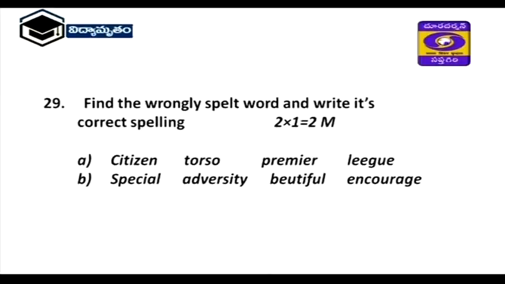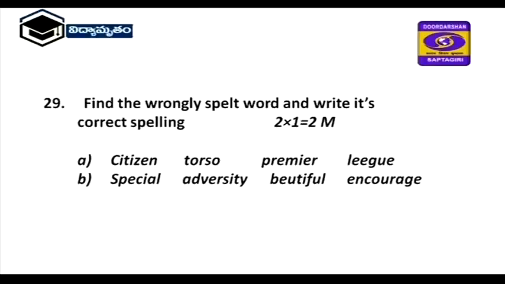Find the wrongly spelt word and write its correct spelling. Here again you are given 2 sets under A and B. Against A you are given 4 words, among which one is wrongly spelt. You have to find it out and write the correct spelling as well.